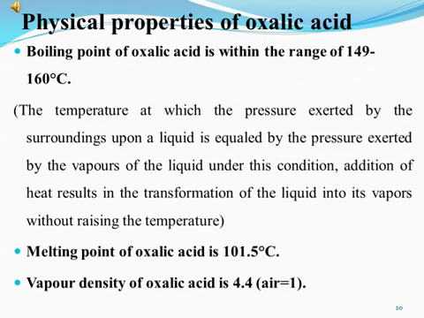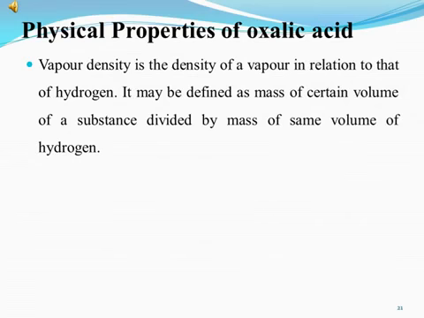The melting point of oxalic acid is 101.5 degrees Celsius and the vapor density of oxalic acid is 4.4. Vapor density is the density of a vapor in relation to that of hydrogen. It may be defined as the mass of a certain volume of the substance divided by the mass of the same volume of hydrogen.